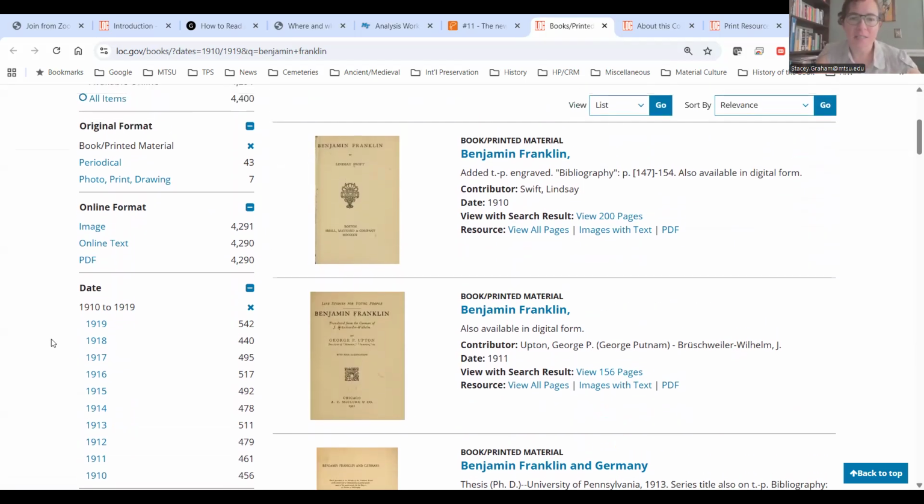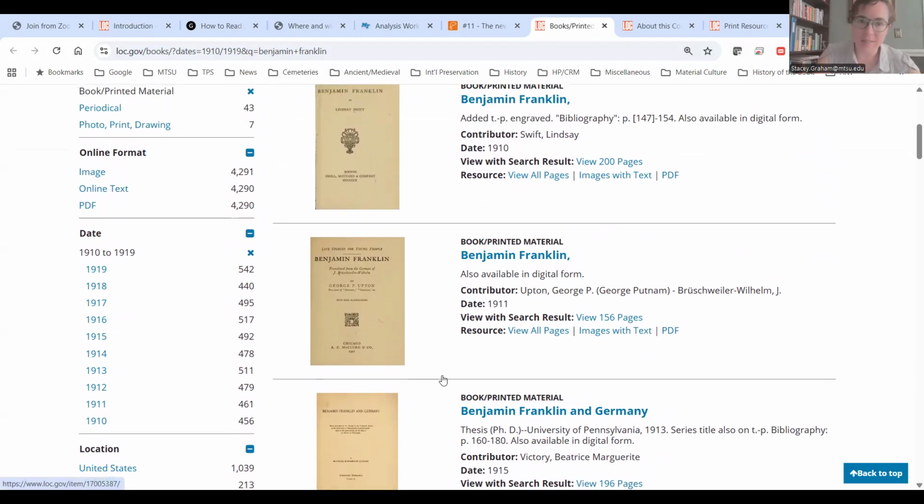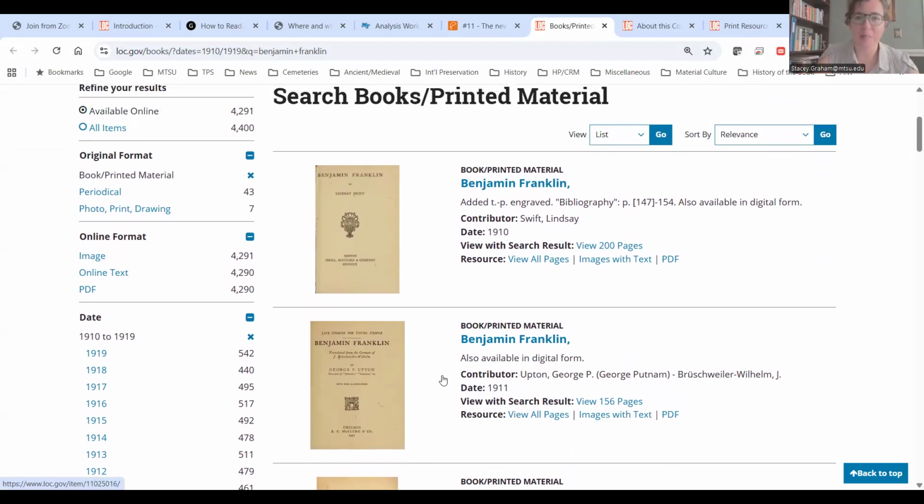So the 1910s. So here we see the Benjamin Franklin and Germany PhD thesis. Well, let's look at these other two first examples and see what we can glean from just looking at prefaces or introductory material.